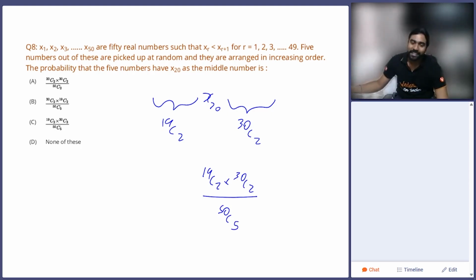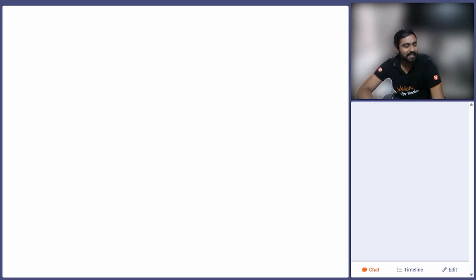X20 also we need to ensure to be selected, right? So 19C2 into 30C2 divided by 50C5, that's option B will be the answer for this question for the probability that X20 comes exactly in the middle of these 5 terms. Okay, everyone, hope the idea is clear.